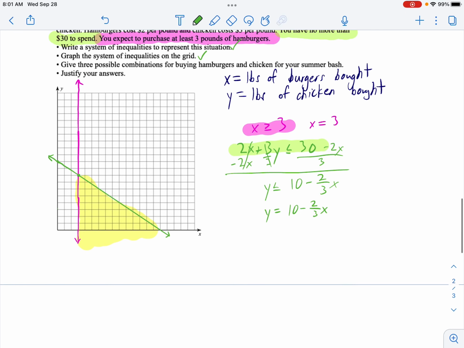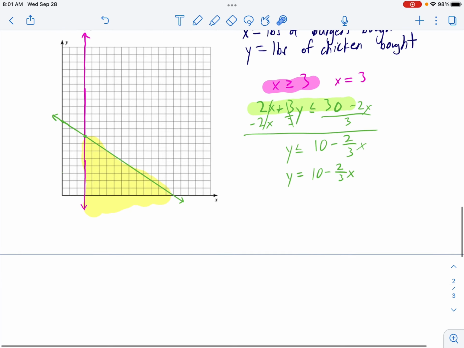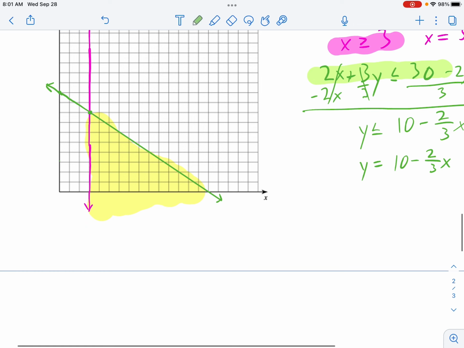Okay, now we're going to move on to give 3 possible combinations for buying burgers and chicken for your summer bash. How do I do that? So what this graph means is that with my system of inequalities here, if we pick a point in this region, any ordered pair in this region, if I plug that into my system of inequalities, it's going to satisfy both of them, okay? So let's show that. So let's pick 3 points in here.